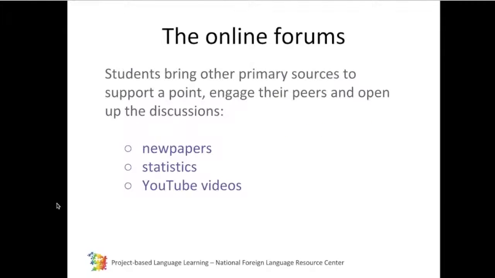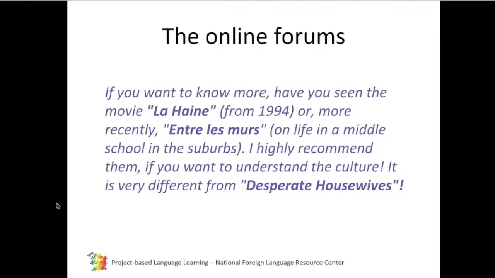On the online forums, students do bring a lot of primary sources to support a point, engage their peers, open up the discussions. And more, they bring in newspapers, statistics, YouTube videos. So here in this one, translated from a French posting, still discussing the suburbs, a French student recommends two movies, very important movies for the French. La Haine, have you seen the movie La Haine, or Entre les Murs, life in a middle school in the suburbs, and also brings into his comment the Desperate Housewives.